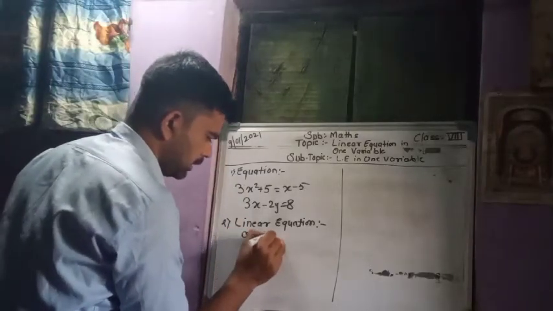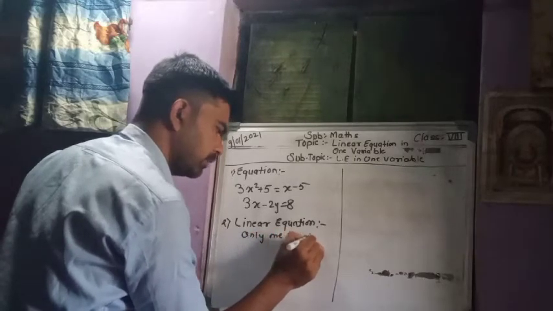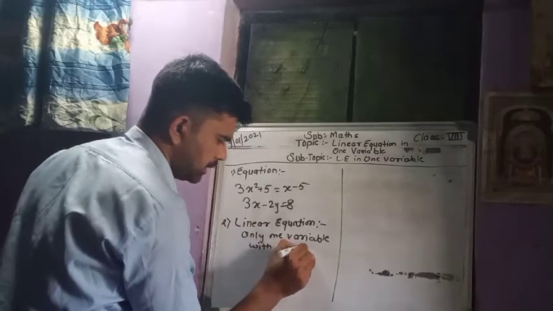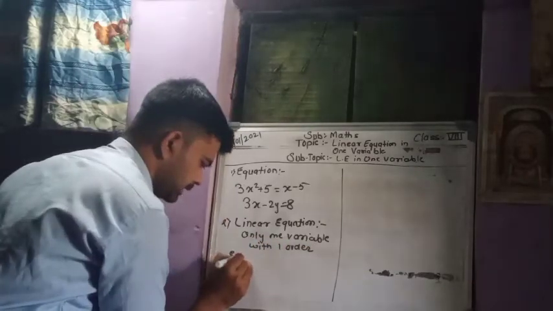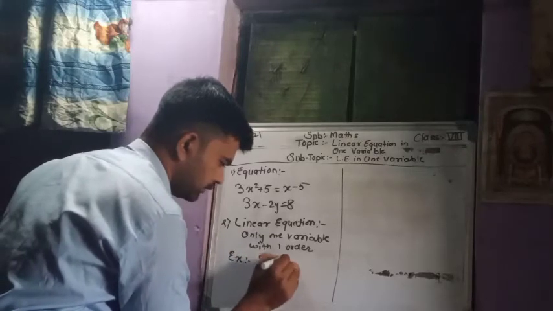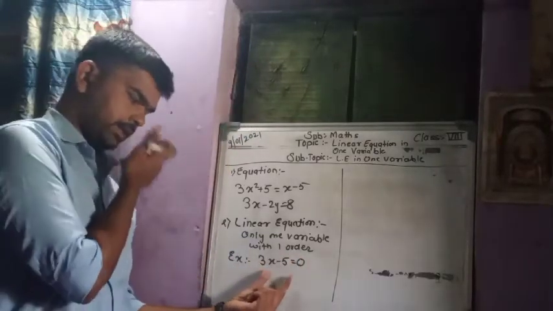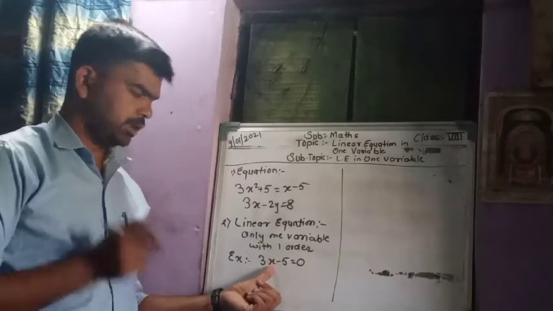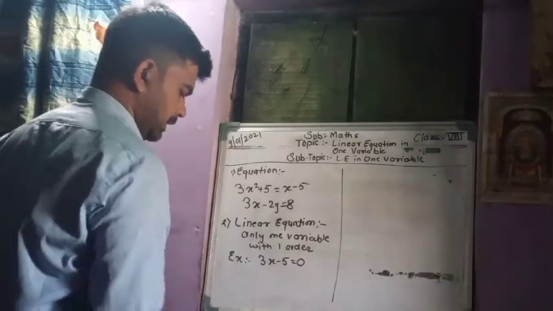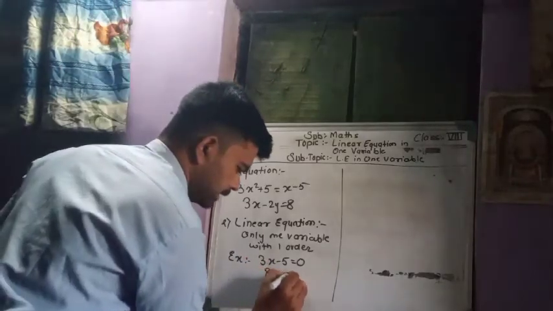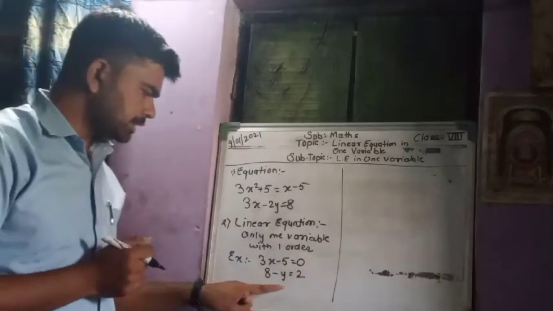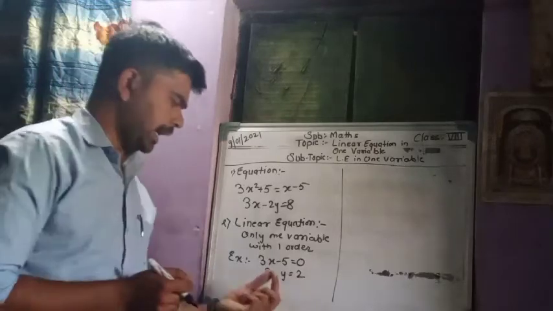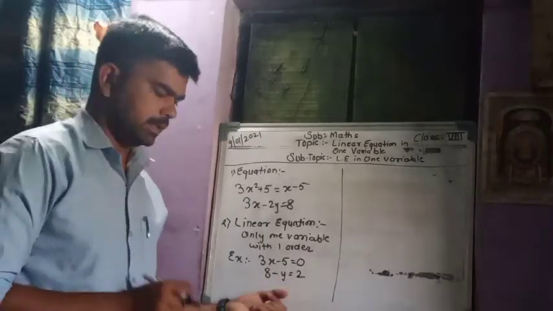Only one variable with first order. So an example for this is 3x minus 5 equal to 0. Here the equation is linear with one variable of order 1. The next example is 8 minus y is equal to 2. Here only one variable is there, that is y. So we can say that it is a linear equation with one variable and the degree of the variable is 1.